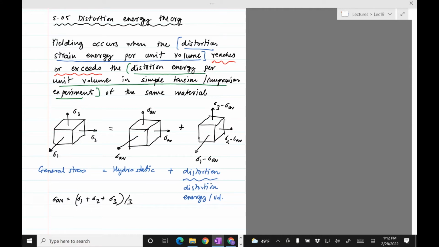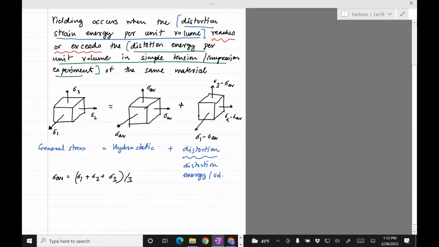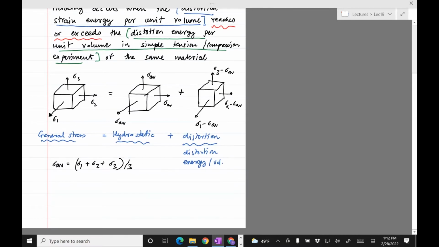So what we need to do now is develop a formula for the distortion energy. And then we're all set, we know what to do with predicting failure with this theory. In order to do that, we'll find the energy due to the first part, and we'll subtract from it the energy due to the hydrostatic part, and that's how we'll get the energy due to the distortion part. Okay, so let's do that.